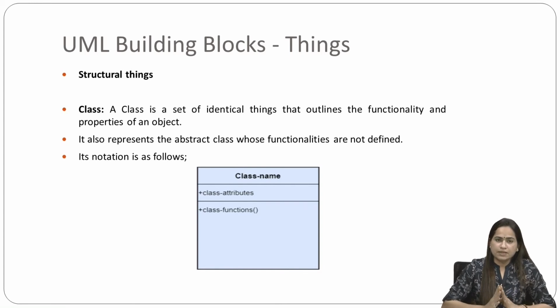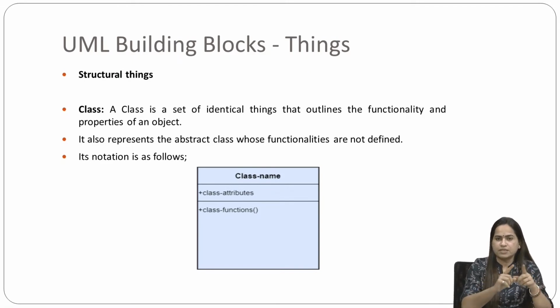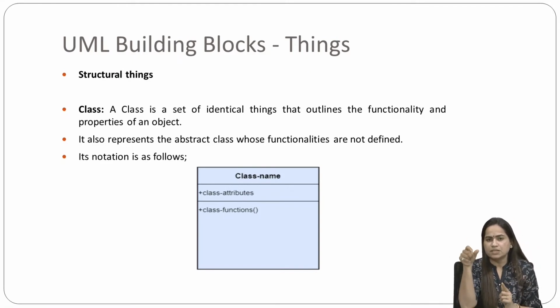Now let us see class first. Class is a set of identical things that outlines the functionality and properties of an object. It also represents the abstract class whose functionalities are not defined. When we are talking about class, its notation is like this. We will have one square in which the first part will be the class name, then its attributes and the functions.